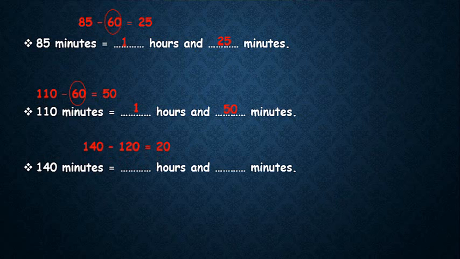What are we going to write in the hours? 1? No, we are going to write 2 hours. Why? Because 120 means 2 hours. And the answer, which is 20, we are going to take it and write it in the minutes. So 140 minutes equals 2 hours and 20 minutes.